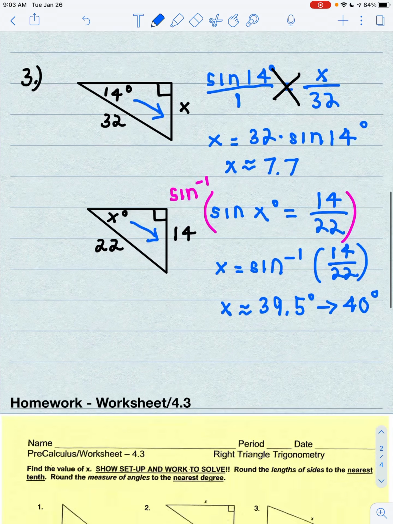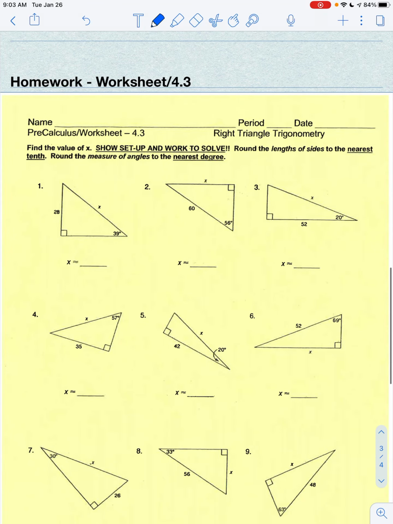But your homework assignment is below, and this is on Canvas, so you can upload this worksheet to Notability and complete it there, or you can print it off and do your work on paper. So it's your choice, but you need to solve for x in each triangle.